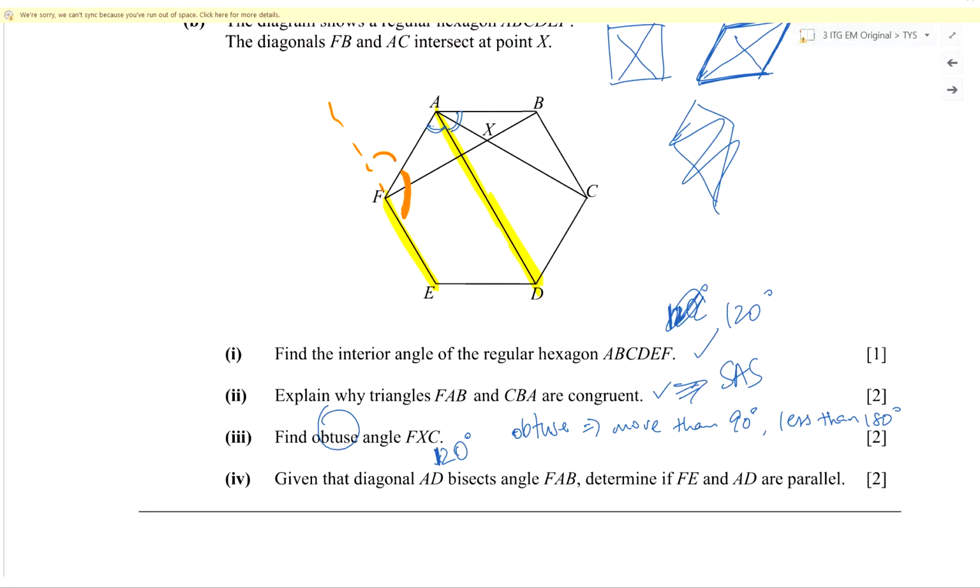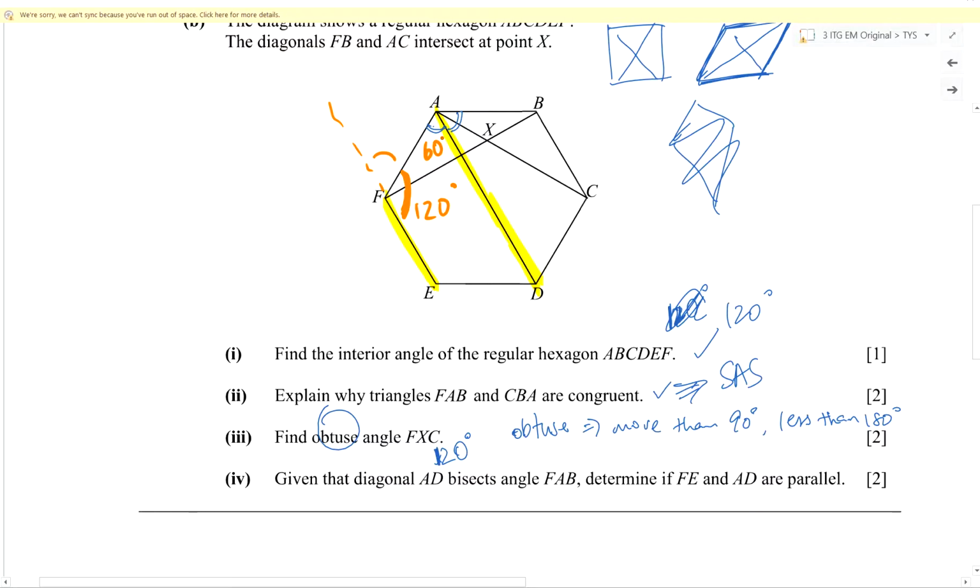But I believe we found some useful angles. Do we find any useful angles? Interior angle, yeah, we've got the interior angle in part 1. The interior angle, this is 120. And since this is also an interior angle and this line bisects, this must be 60 degrees. So by adding 60 and 120, I get 180. Therefore, by the converse, I'm going to reverse my interior angle parallel lines. I prove that these two are parallel.